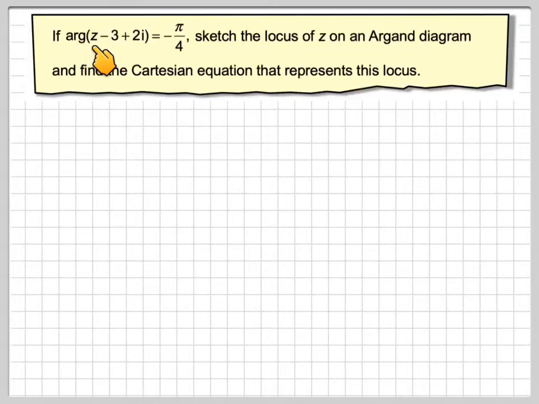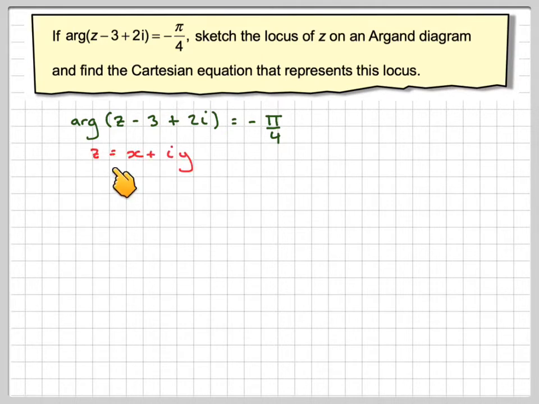If the argument of z minus 3 plus 2i is equal to minus pi over 4, sketch the locus of z on an Argand diagram and find the Cartesian equation that represents this locus. So, like I said in the previous video, sometimes it's easier to find the Cartesian equation in order to draw the locus. So, the argument of z minus 3 plus 2i is equal to minus pi over 4.